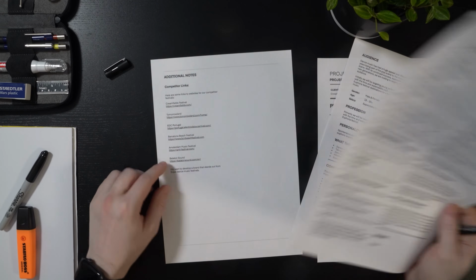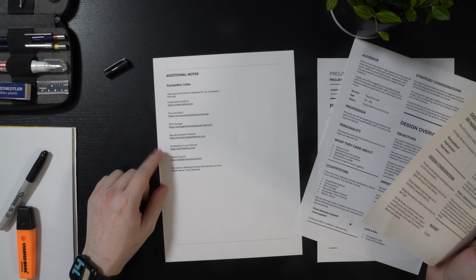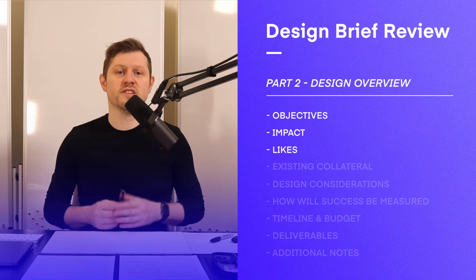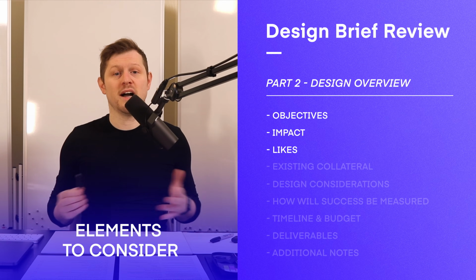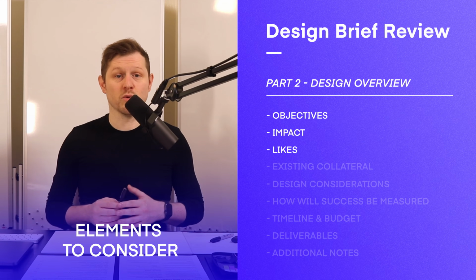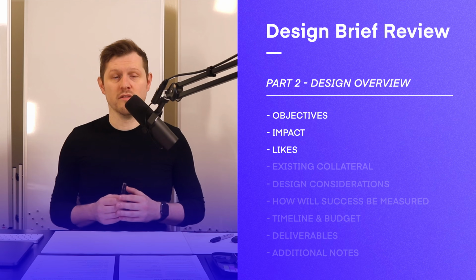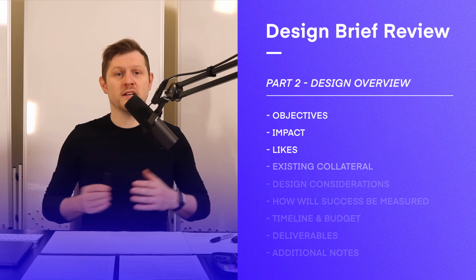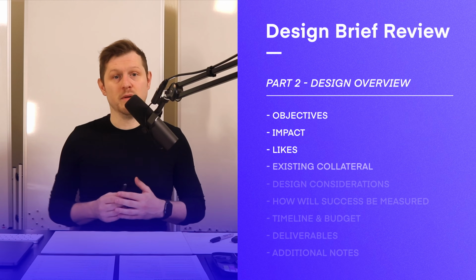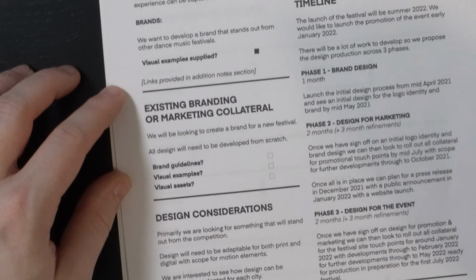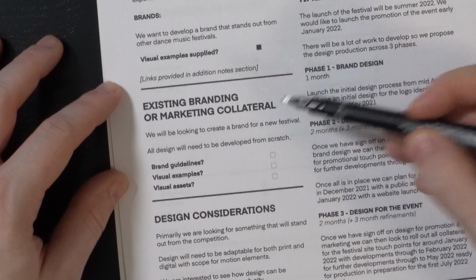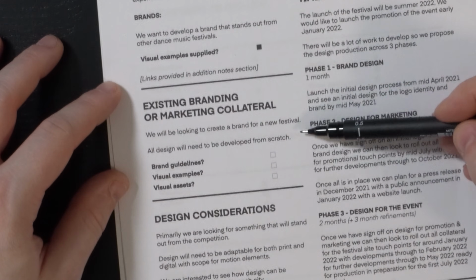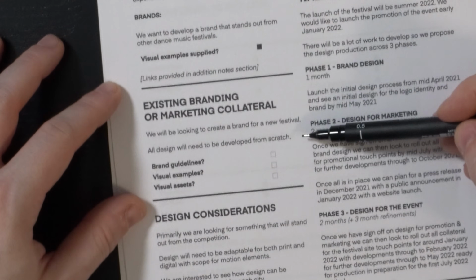So here we get some important information about what the client likes. This can help influence the design process and also help highlight certain visual elements or styles they like or want to avoid. At this early stage, it can help us focus in a more clear direction and give us things to keep in mind. Next, we have existing branding or marketing collateral, where in this instance we don't have anything because this is a new project from scratch.